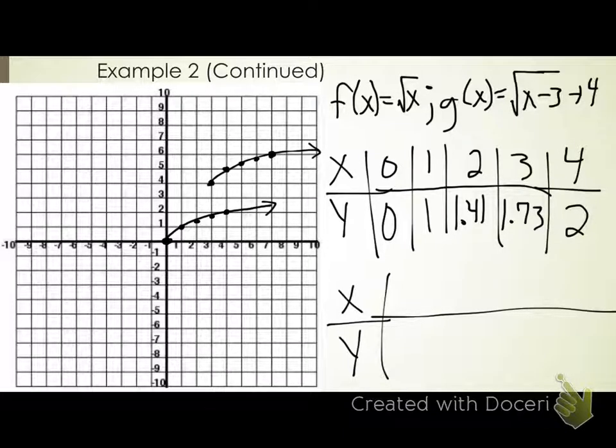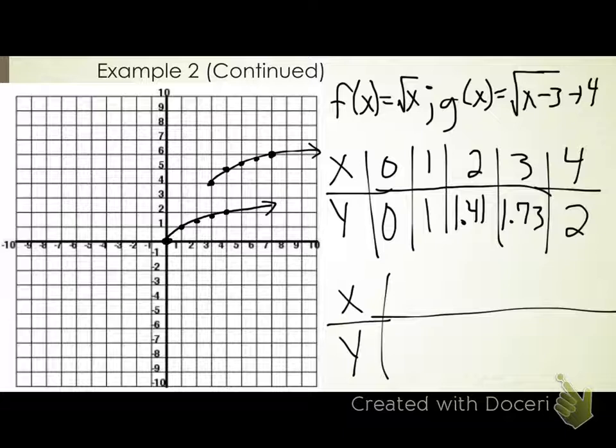What's the domain and range of my parent function again? x is greater than or equal to 0. y is greater than or equal to 0. What's my domain of my g of x now? What about 3? Here, my domain is x is greater than or equal to 3. There it is, Mallory.